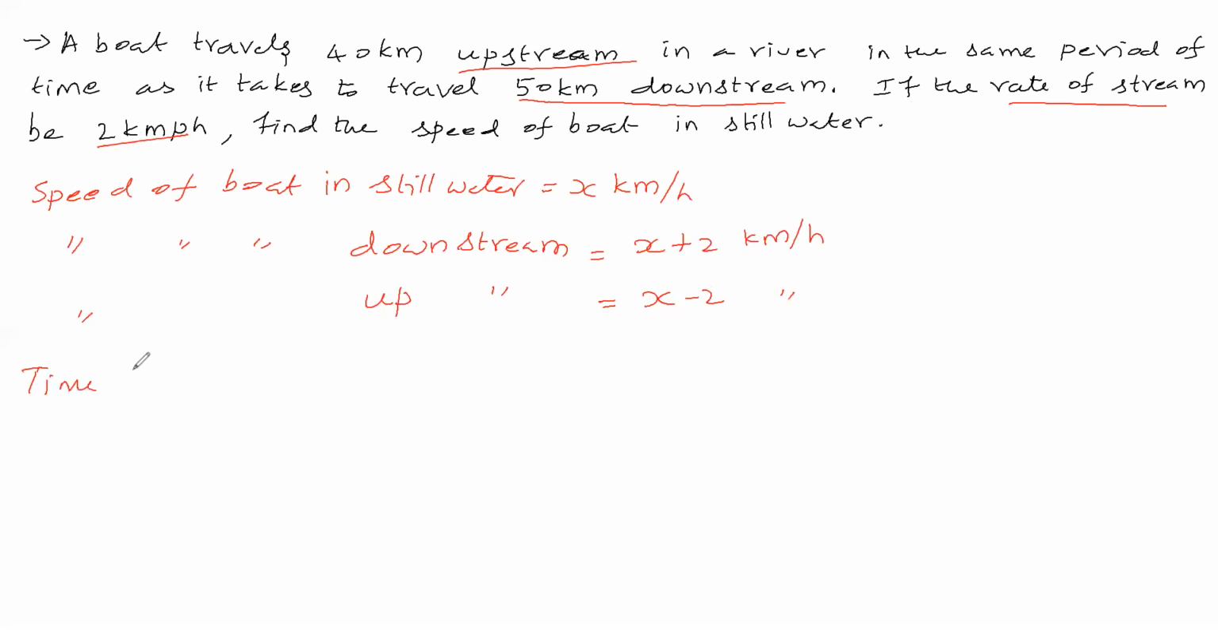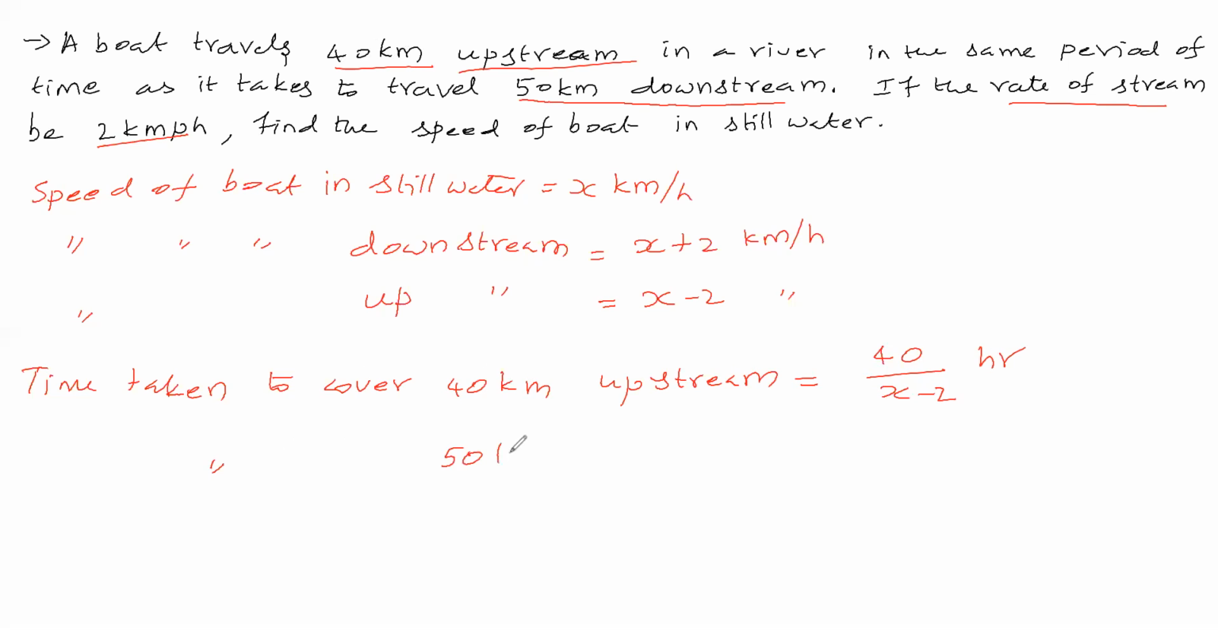Time taken to cover 40 kilometer upstream. Upstream is 40 kilometer. Time taken is distance divided by speed, that is 40 by x minus 2. Upstream means x minus 2. This is the hours for upstream. Now we will see time taken for downstream.